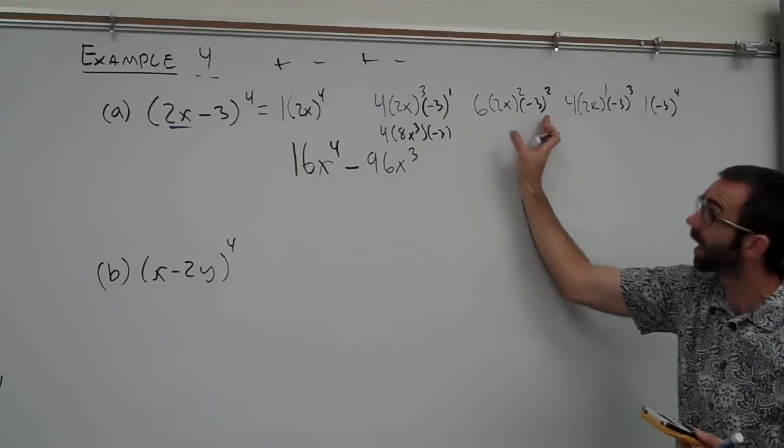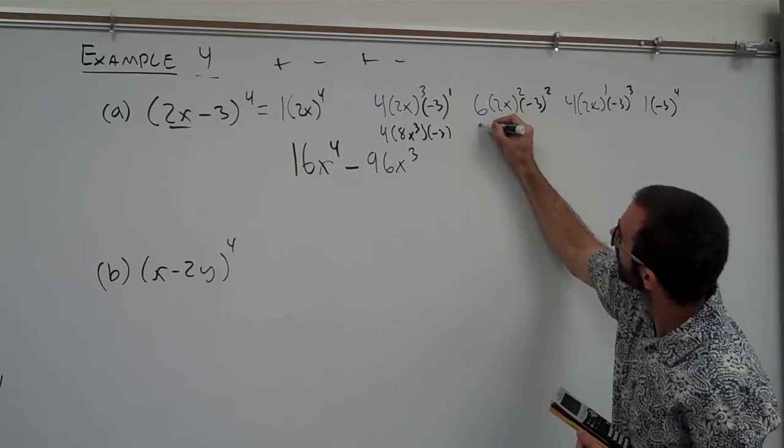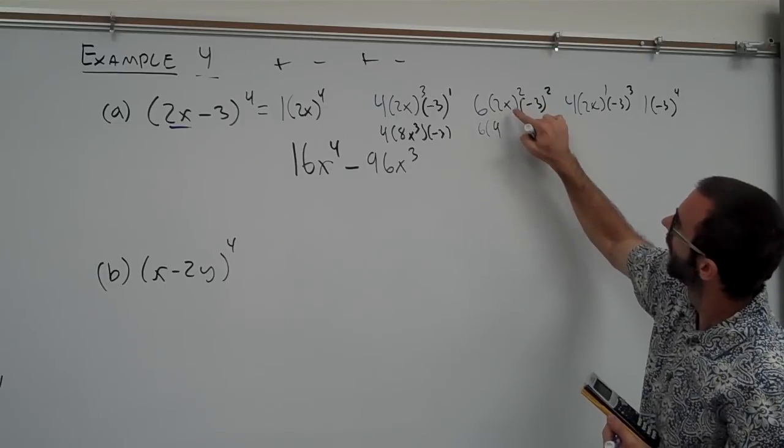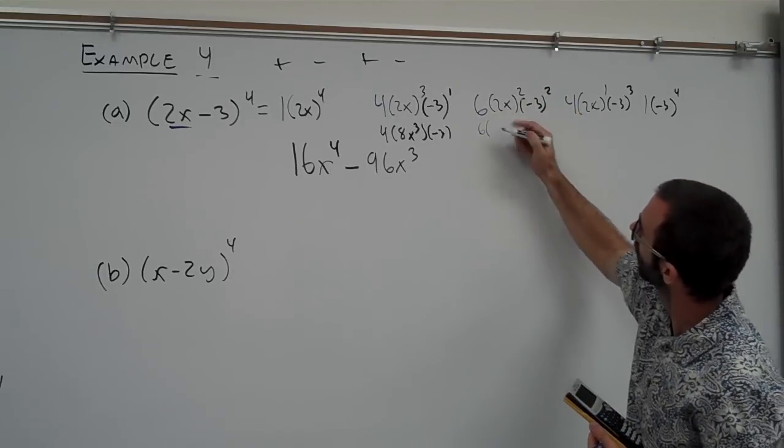Let's now clean this one up here. I'm going to drop my 6 down. Let's clean this up. 2 to the power of 2 is 4, x to the power of 2. Let me write that a little nicer there.